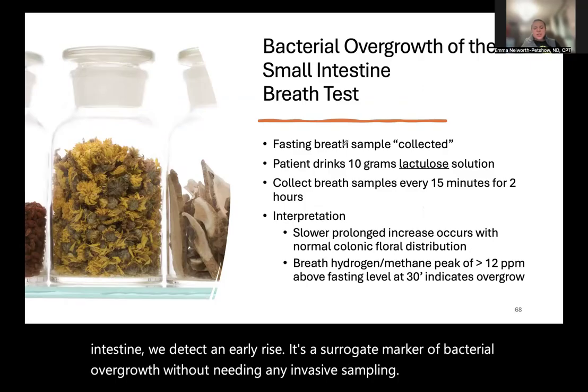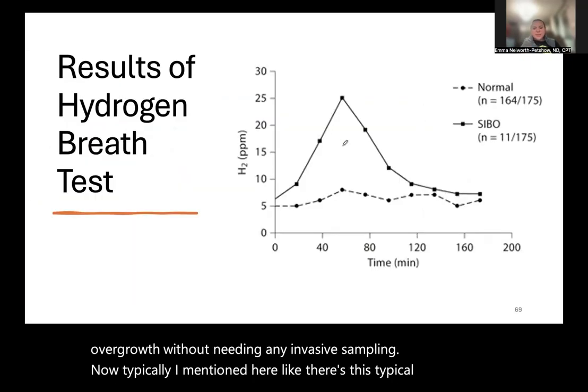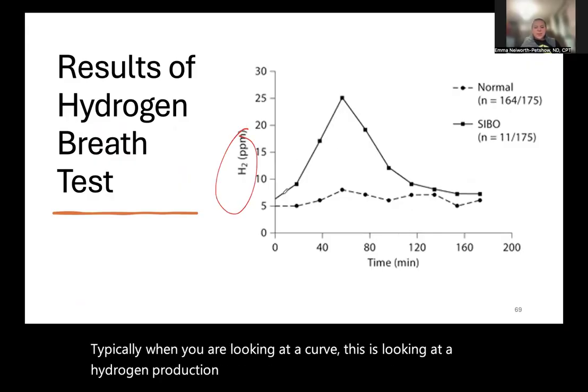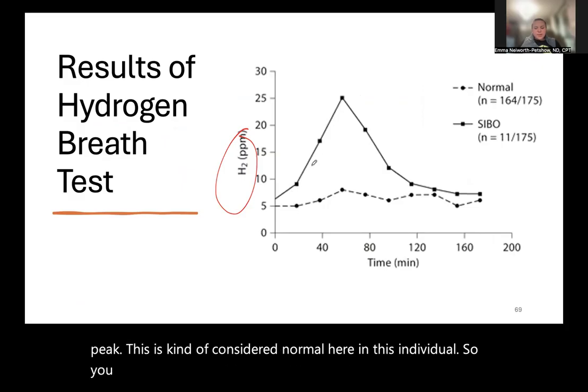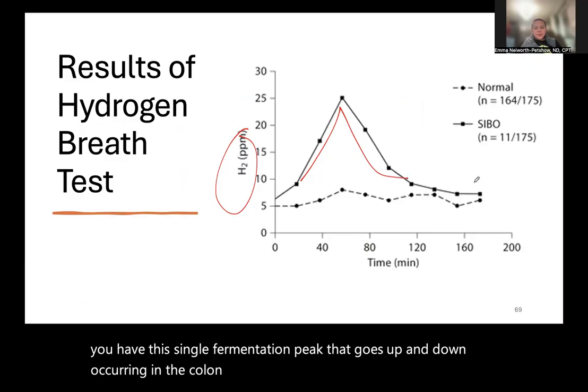Now typically, I mentioned here, there's this typical curve. When you are looking at a hydrogen production curve, you see just a single production peak. This is considered normal in this individual. So you have this single fermentation peak that goes up and down, occurring in the colon, which typically appears later.